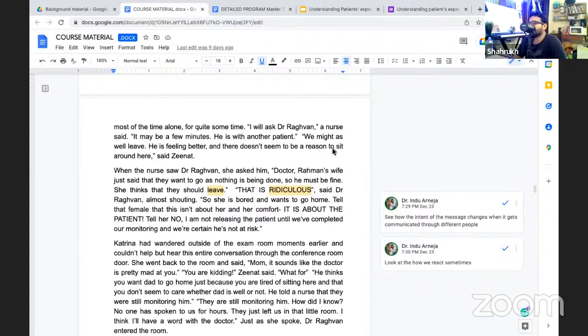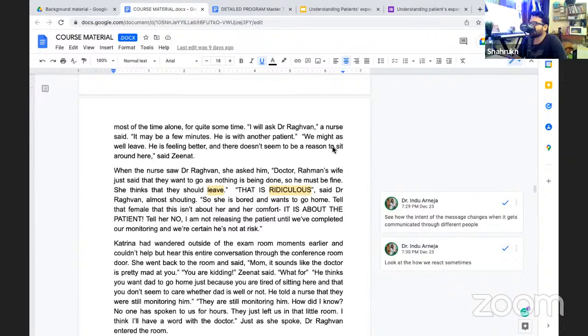Katrina had wandered outside of the exam room moments earlier and couldn't help but hear this entire conversation through the conference room door. She went back to the room and said, "Mom, it sounds like the doctor is pretty mad at you." "You are kidding," Zeenat said. "What for?" "He thinks you want Dad to go home just because you are tired of sitting here and that you don't seem to care whether Dad is well or not. He told the nurse that they were still monitoring him."